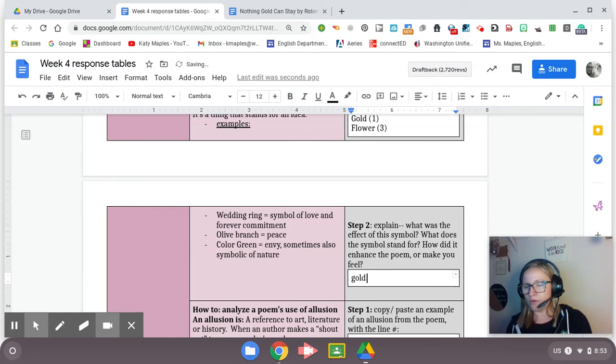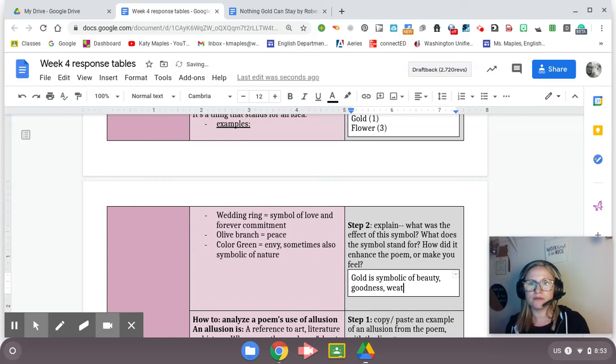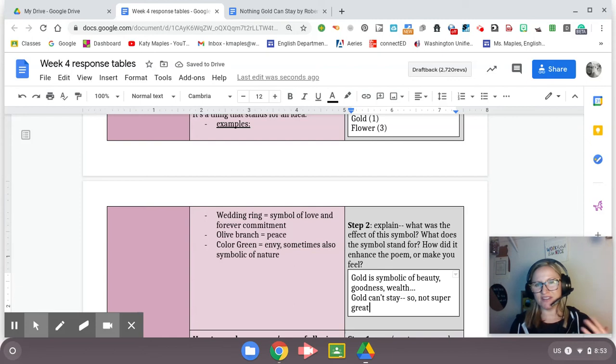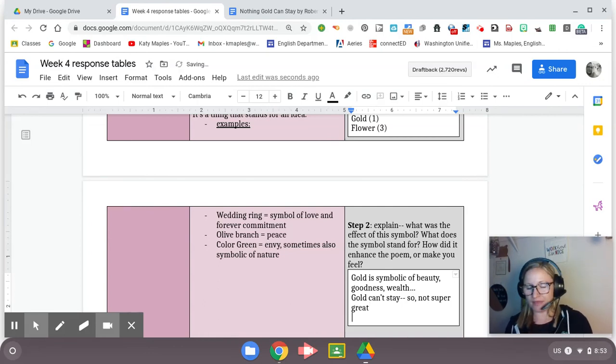So gold is symbolic of beauty, goodness, wealth, but gold can't stay. So, not super great. That's what keeps being emphasized in the poem, is that nothing gold can stay, that the gold goes away. That's not happy, right? We want the gold to stick around. And then flower. Her early leaf's a flower, but only so an hour. So flowers are beautiful, but they don't last.